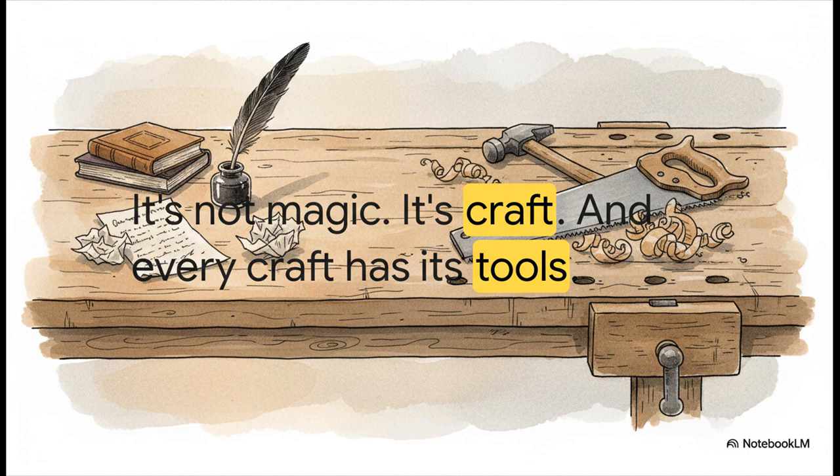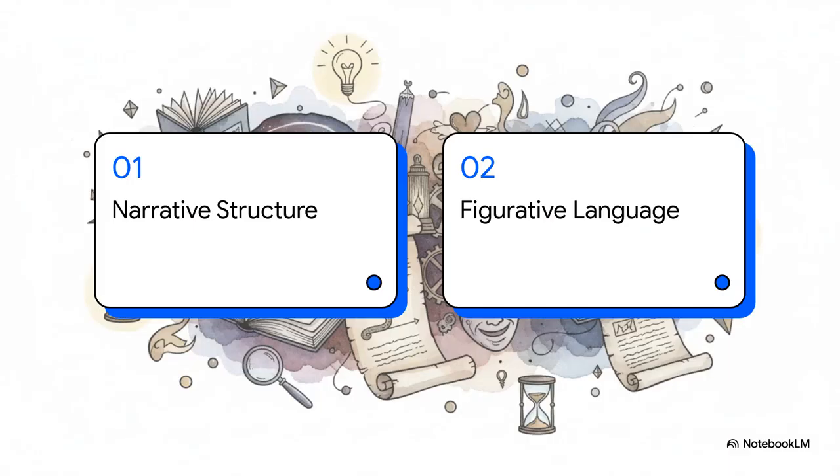And just like any craft, it has its tools. Think about it, a carpenter has a hammer and a saw, right? Well, a storyteller has their own toolkit. And here's the cool part, learning about these tools doesn't spoil the magic at all. If anything, it makes you appreciate the artistry even more. It's like getting a peek at the blueprints of your favorite building. All right, so we've split our toolkit into two main sections. First up, we're going to look at the blueprint, which is all about narrative structure. And then we'll get into the details, which covers figurative language.